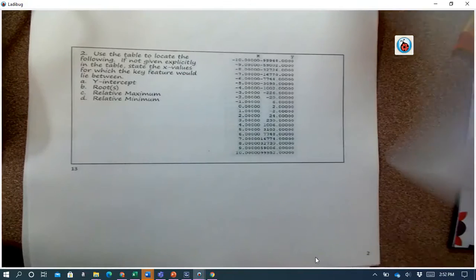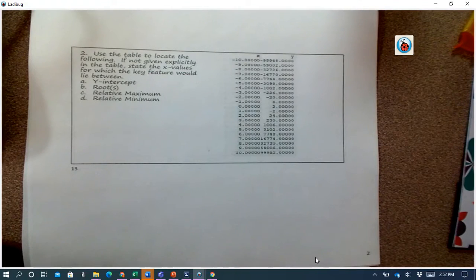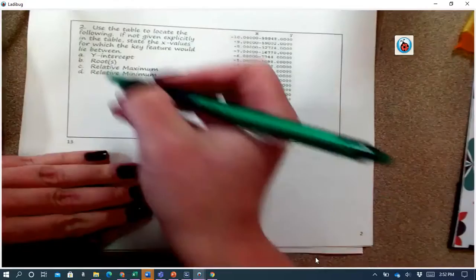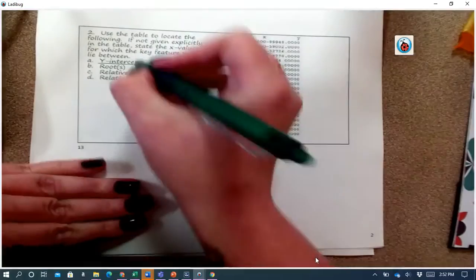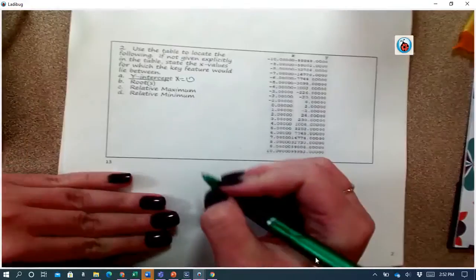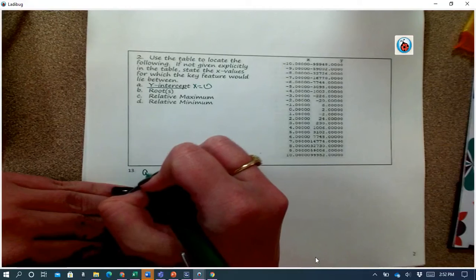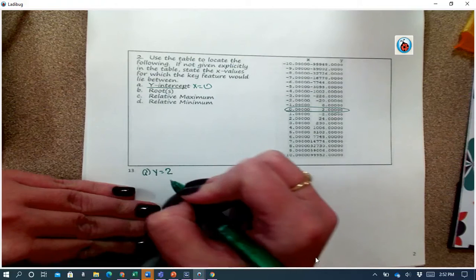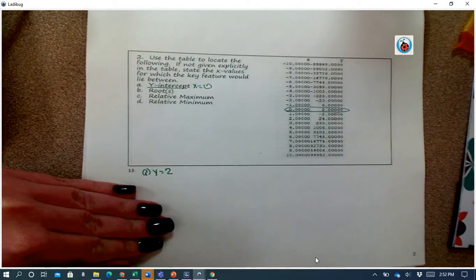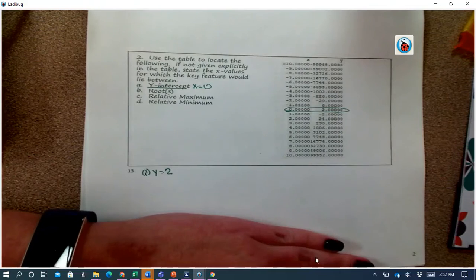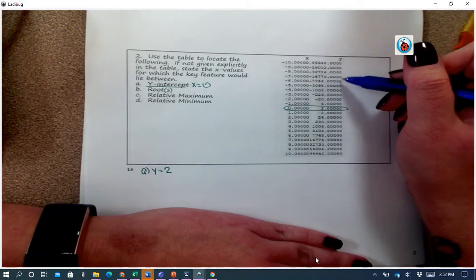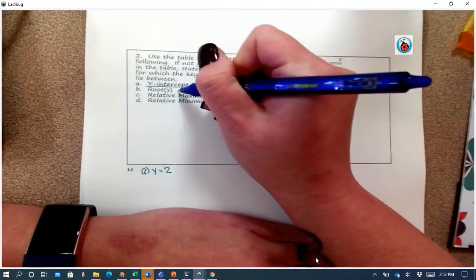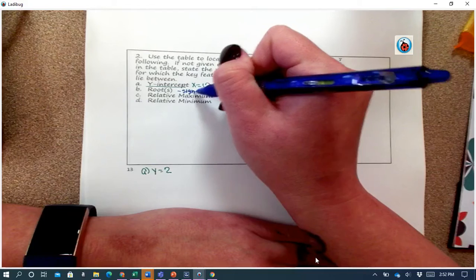Okay, let's take a look at number 2. Let's try and find our roots and our y-intercept first. So our y-intercept is when x is 0. So for A, right here, y equals 2. To find our roots, we're looking for when there is a y equals 0 in the table. I don't see that. So one way you can find the roots is when there's a sign change.